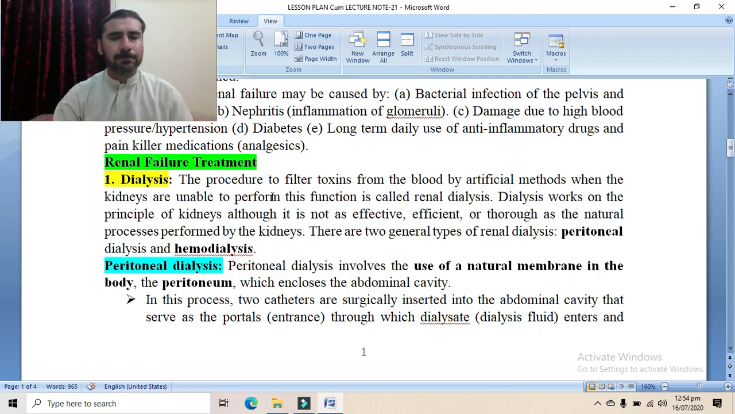So in that case, artificial methods can be used to filter the toxins, the waste material, the nitrogenous waste from the blood. Now dialysis works on the basic principle of the kidney, the normal filtration principle performed by the glomerulus and Bowman capsule, although it is not as effective, efficient and thorough as the natural processing performed by the kidney. There are two procedures applied for dialysis, either peritoneal dialysis or hemodialysis. We will study these two one by one.